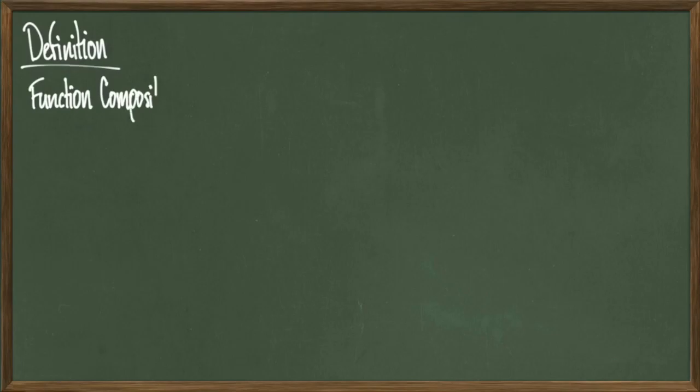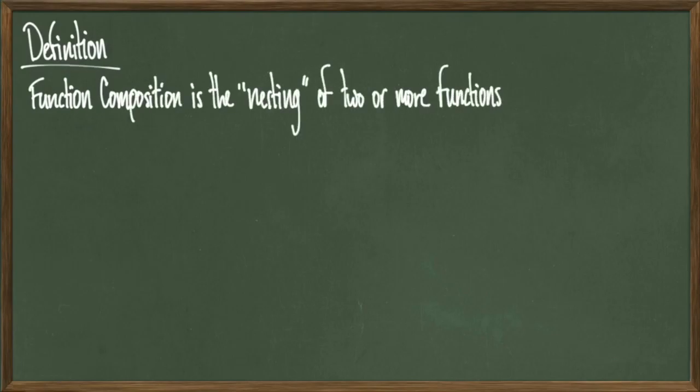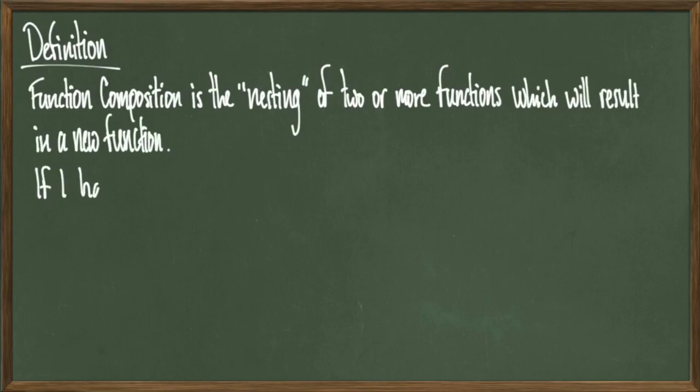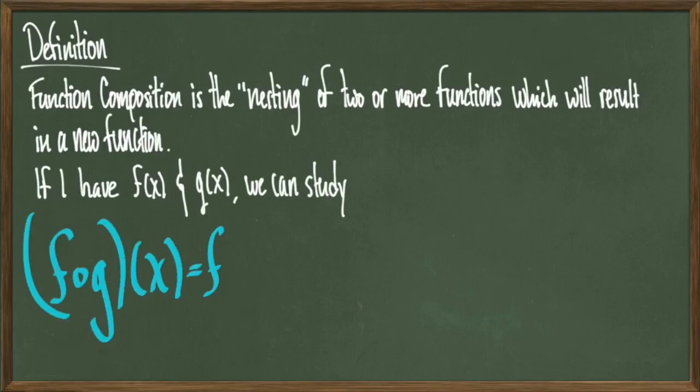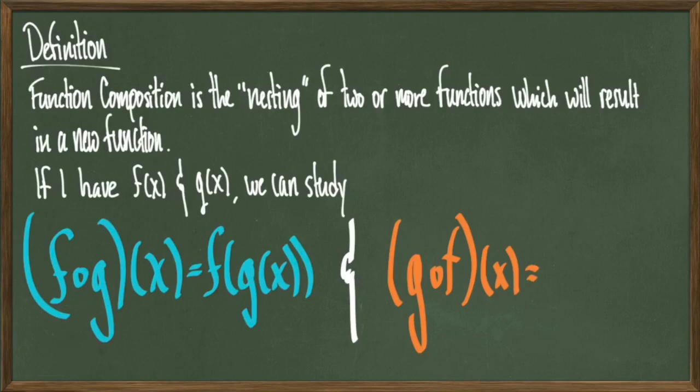The actual definition of a function composition is the nesting of two or more functions, which will result in a new function. So suppose that I have the two functions f of x and g of x, and I want to study the composition of these functions. So there are two possibilities here. I can get f composed with g of x, which looks like f of g of x, or I could look at g composed with f of x, which looks like g of f of x.